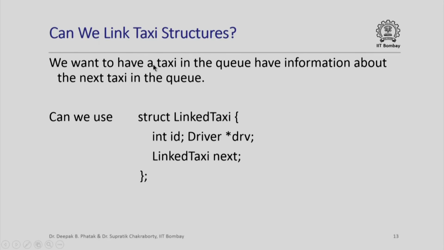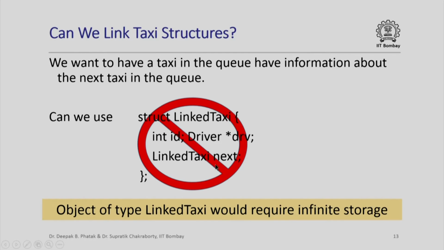Well, in order to have a taxi have information about the next taxi in the queue, can we use a structure like this, where the structure name is linked taxi and it has the usual members ID and DRV as before, and it also has a member next which is of the same structure type, linked taxi? Now we have seen in an earlier lecture that such a structure definition cannot be allowed in C++, because this would otherwise lead to objects of the structure type linked taxi requiring an infinite amount of storage.